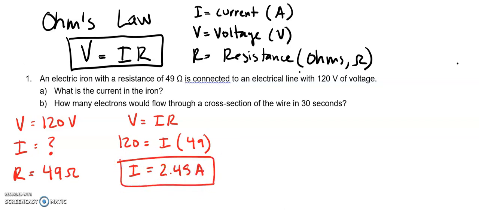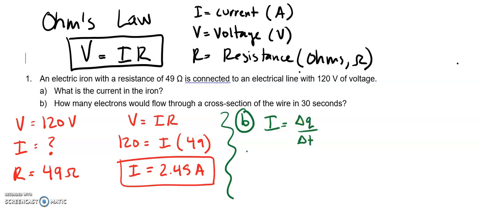Cool. So now let's go ahead and go on to B. So how many electrons would flow through a cross section of a wire in 30 seconds? Okay. So when I think of this, I'm thinking of electrons flowing. That's got to be related to current. So let's go back through our handy dandy toolbox. Our current equation, I know, is change in Q over change in T. So let's write down our givens. So I, we already know, is 2.45 amps. Delta Q, I don't think we know that. Delta T, oh, we have a time. Cool. 30 seconds.